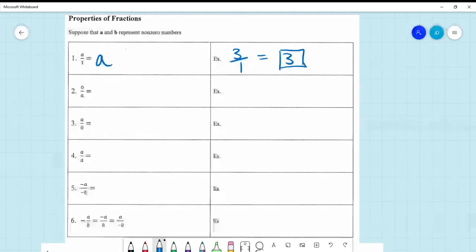It's kind of the same as multiplying by 1. When you multiply something by 1, it's the same number. So how we said fractions were division, if we divide by 1, dividing by 1, we get the same number. Okay, 0 over A, 0 over any number is going to be equal to 0. So any fraction that you have a 0 on the top is going to be equal to 0. So if you have 0 out of 12, that's equal to 0.